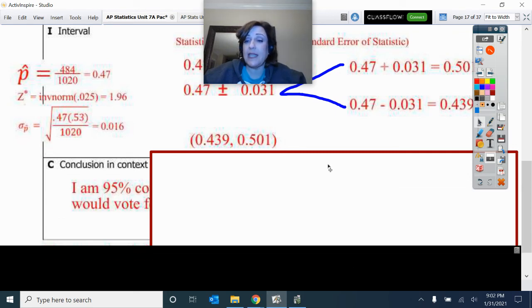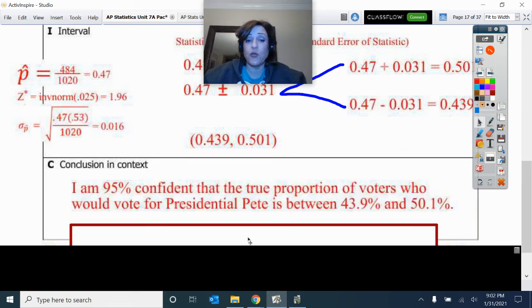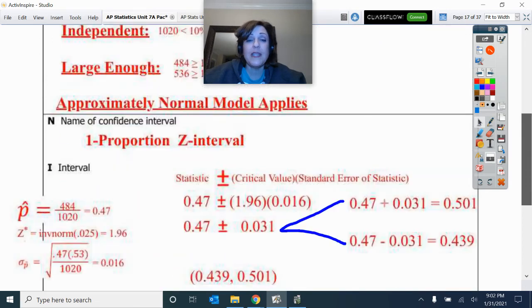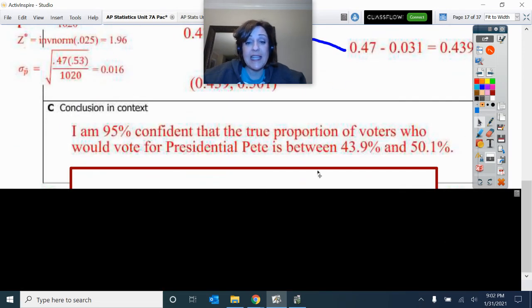So I am 95% confident that the true proportion of voters who would vote for Presidential Pete is between 43.9% and 50.1%. Now, I think this question, this prompt may have asked another question. Yeah, do these results provide evidence that Presidential Pete will win the election? Explain. And that answer is absolutely no.